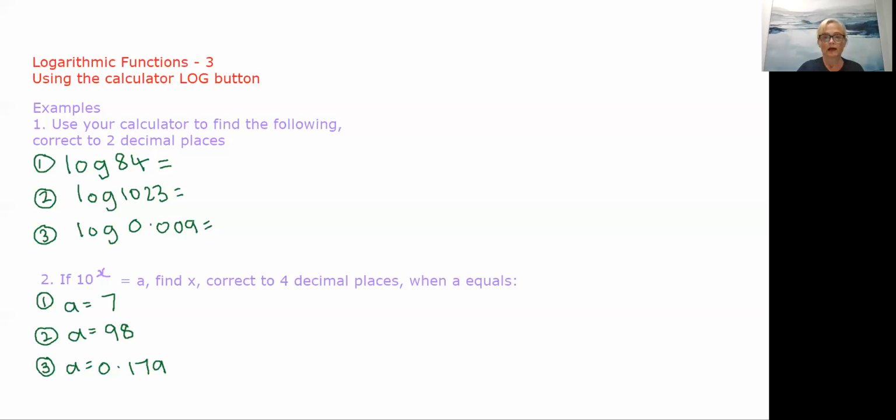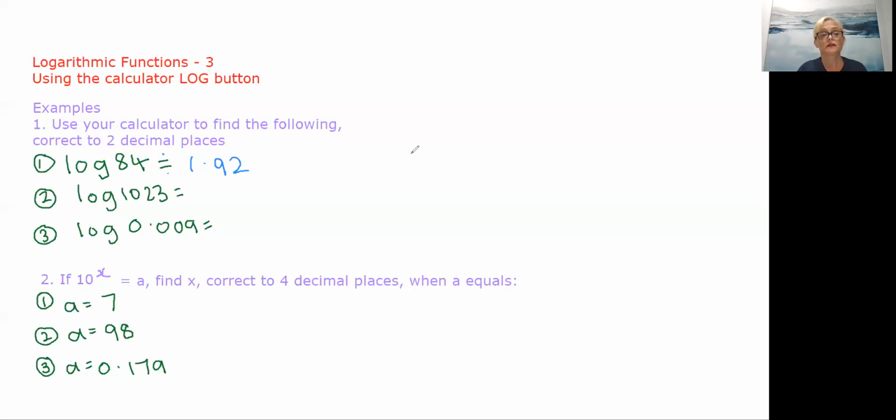So if we are calculating log of 84, we just make sure that our calculator is clear, and we just do log button and then 84 and then enter, and to 2 decimal places, that's 1.92. So these are approximations, not exact answers, of course. But because they said to round off to 2 decimal places, that's perfectly fine.